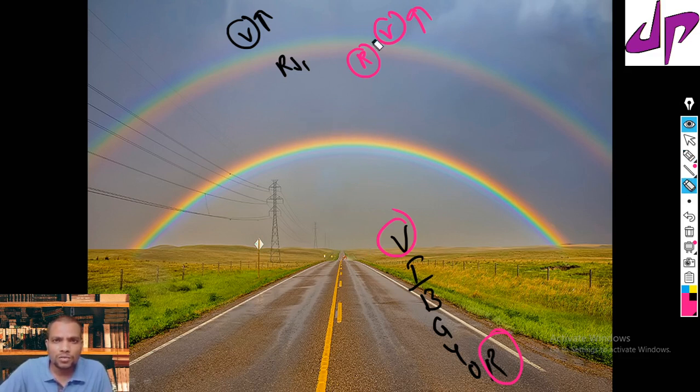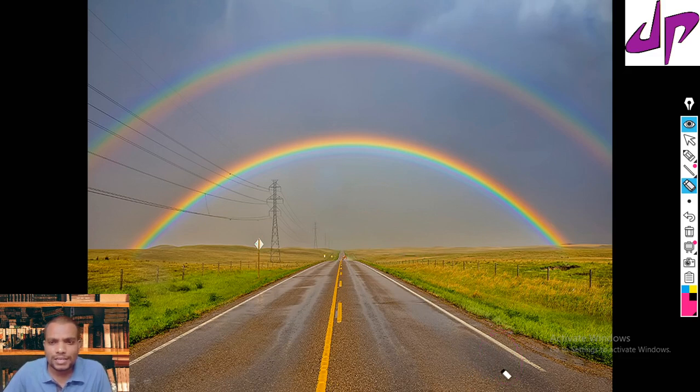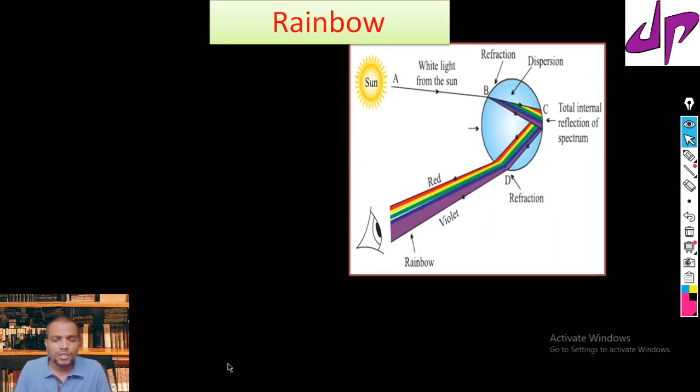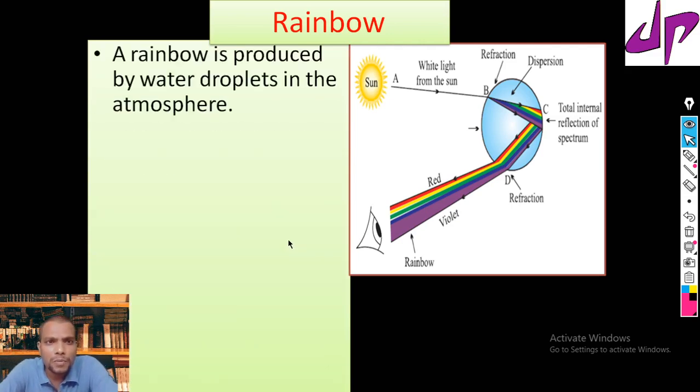So we know how these rainbows are formed. Let us understand deeply how the secondary rainbows form. But before that, I would like to give in detail how the rainbow forms. Just try to remember this picture and practice this diagram also. We need sunlight, that is the first point. A rainbow is produced by water droplets in the atmosphere. After rain, certain water droplets that are very small in size are trapped in the atmosphere. When sunlight falls on them from the opposite direction, these optical phenomena take place that cause the formation of a rainbow.